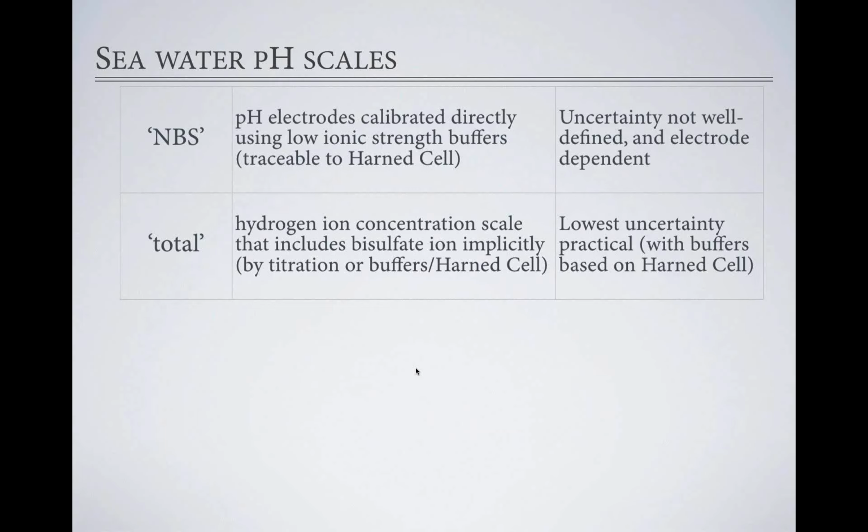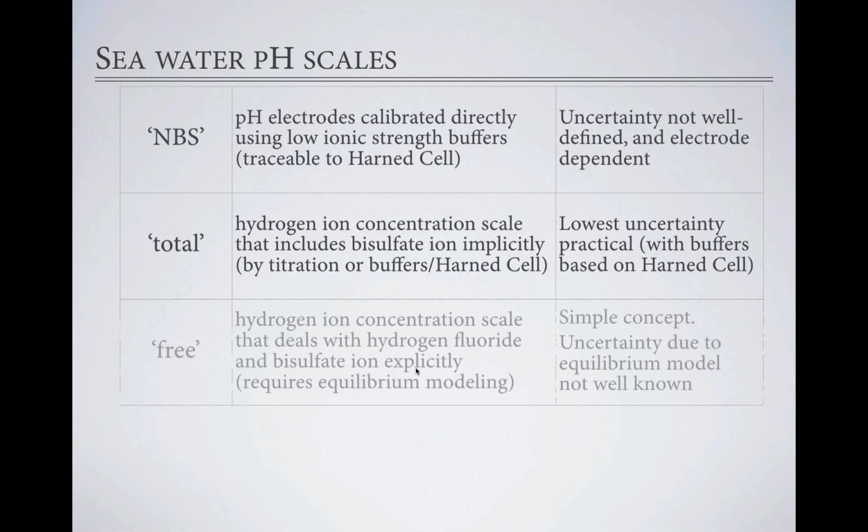Now, there are two other scales that you will see all the time mentioned, but really they kind of build from these. First is the free scale. It's a simple concept. What it says is, let's explicitly include bisulfate or even hydrogen fluoride in natural seawater. But to do that, you've got to have a good equilibrium model. And we don't know at the moment how uncertain our equilibrium model is for doing this. And so there's an error that's bound to be there, but we're not sure how big it is.